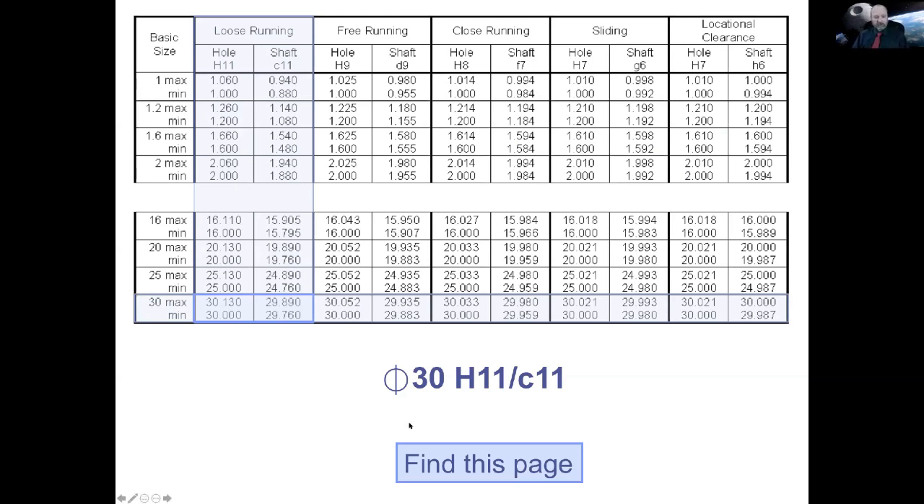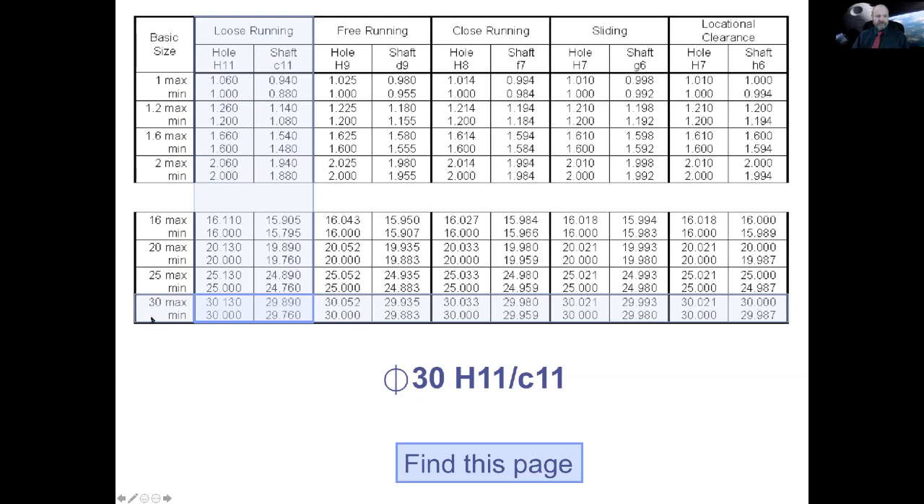Okay, so here we can see the basic size is a diameter of 30. So we look at the basic size column, which is the first column in this table, and we look for 30, and there it is. It's right at the bottom.